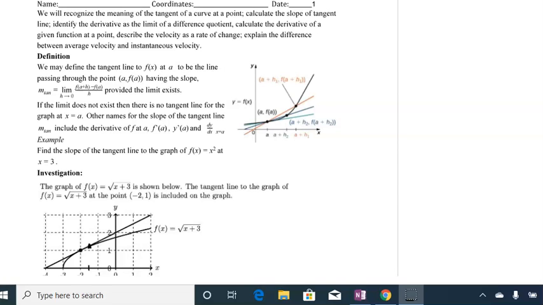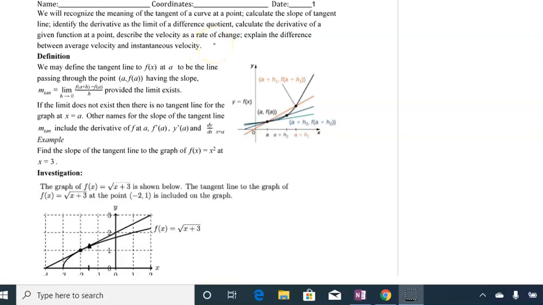Hello everyone, today we'll be talking about the derivative. To recognize the meaning of the tangent of a curve at a point, calculate the slope of a tangent, identify the derivative as a limit of a difference quotient, and calculate the derivative given a function of a point.